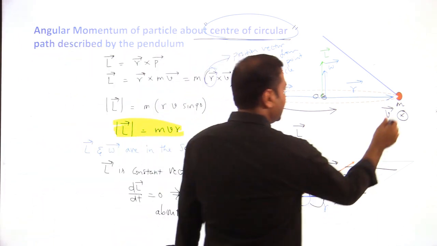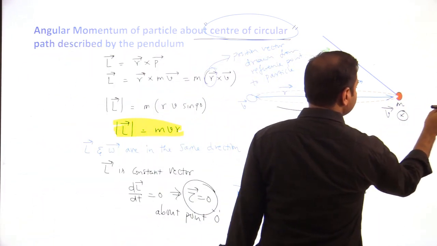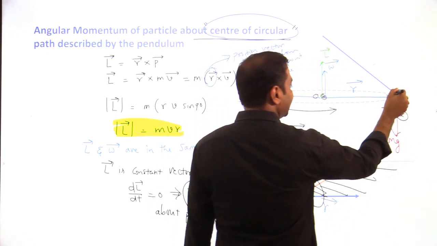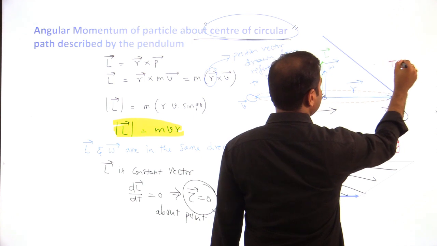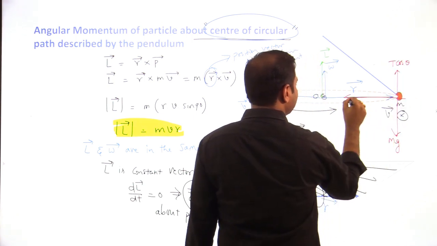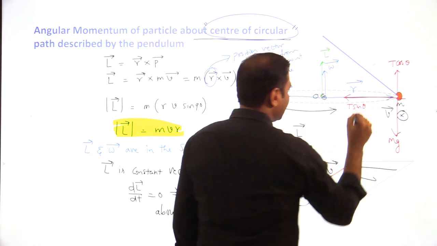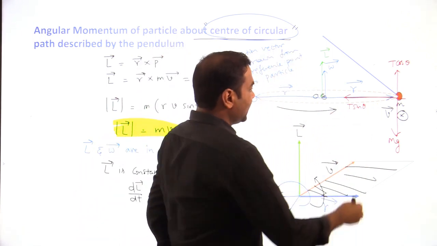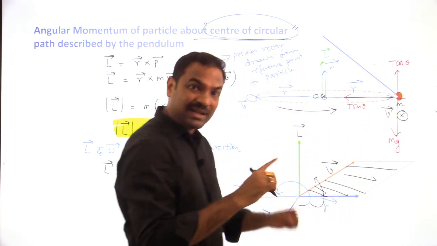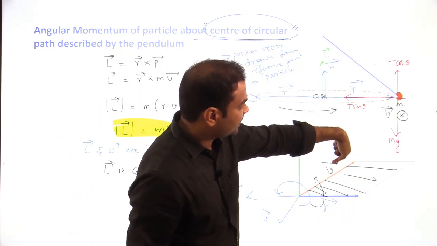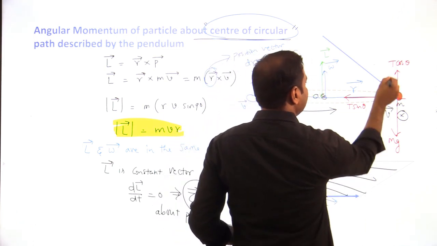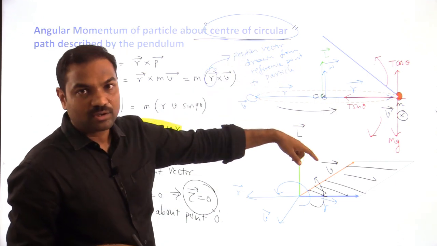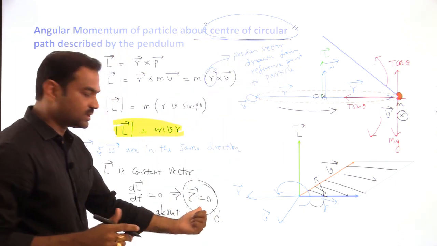Let us see. Here mg will act downward, am I right? And tension is acting in this way, so I can write T cos theta acting in the upward direction and T sin theta acting towards the center. Now what is the torque created by T sin theta? 0, because it is passing through point O. The torque created by mg and T cos theta will balance each other. T cos theta will create one torque anti-clockwise, and mg will create clockwise. So clockwise and anti-clockwise torques cancel out, and the net torque goes to 0.